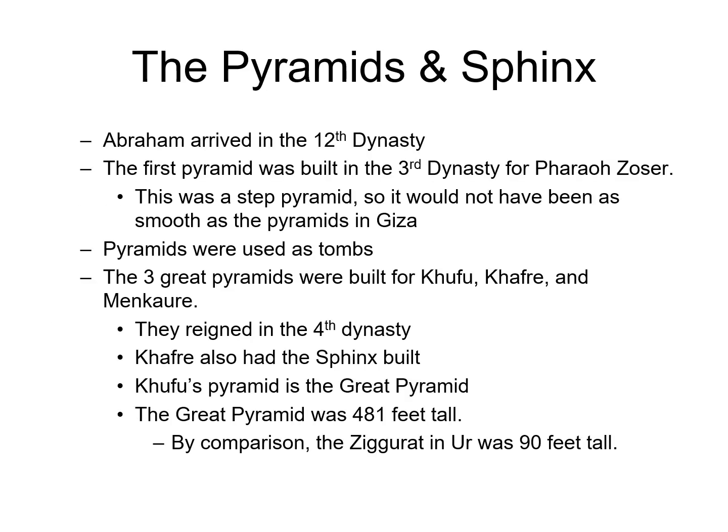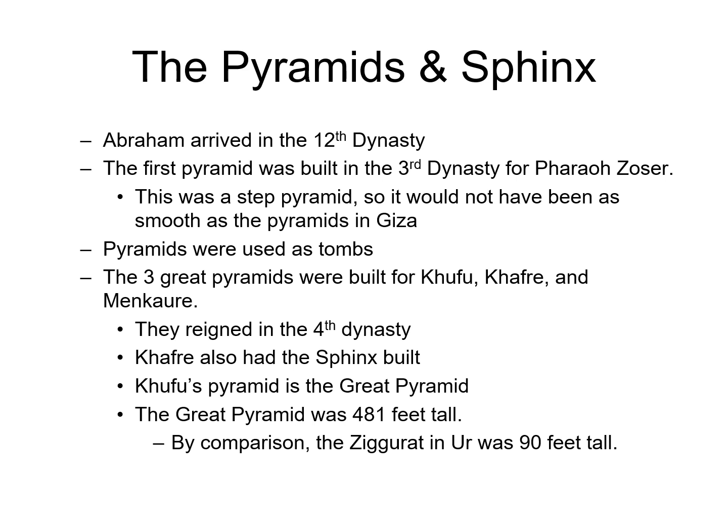So let's go into a brief history of the pyramids and the Sphinx. Abraham arrived in the 12th dynasty of Egypt, but the first big pyramid in Egypt was actually built in the 3rd dynasty during the reign of Pharaoh Zoser. This was a step pyramid, so it would not have been a smooth pyramid like the pyramids that we normally think of, especially the ones in Giza. It's also important to note that the pyramids were actually used as tombs, that these gigantic structures were built for people to be buried in.